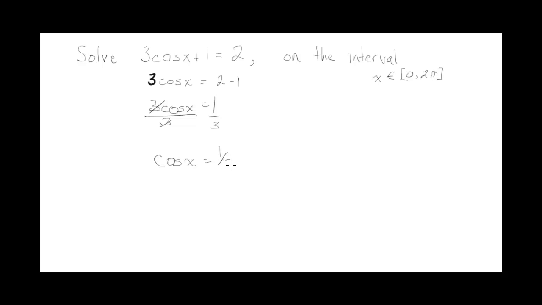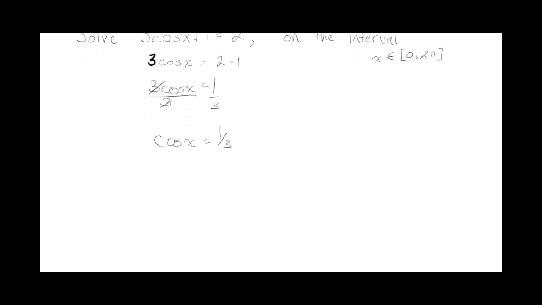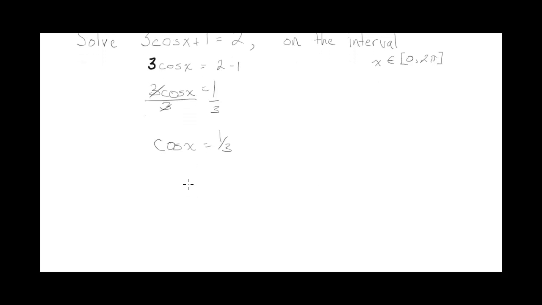equals 1 over 3. Now what makes this question different than the previous ones is 1 over 3 is not from a special triangle. This is not a known angle. So you're going to need to use a calculator. You're going to need to perform the inverse cosine of each side. So x will equal cosine inverse of 1 over 3. Make sure when you do this calculation using your calculator, you have your calculator set to radian mode. If you do this correctly, you're going to get an answer of 1.23. So that would be 1.23 radians.